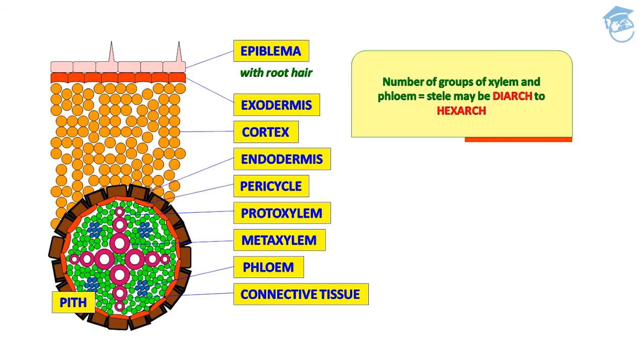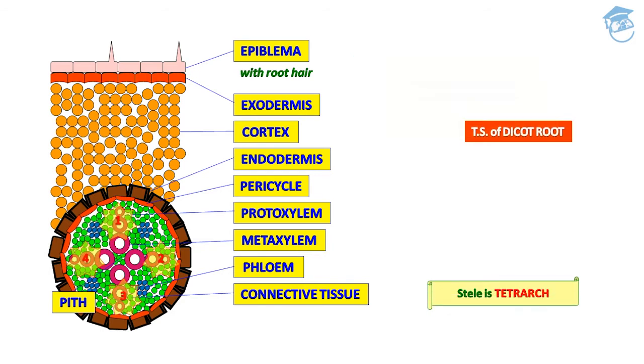So the number of groups of xylem and phloem is equal to the stele type. It may be diarch to polyarch. Okay, 1, 2, 3, and 4. So the stele here in this case is tetrarch.